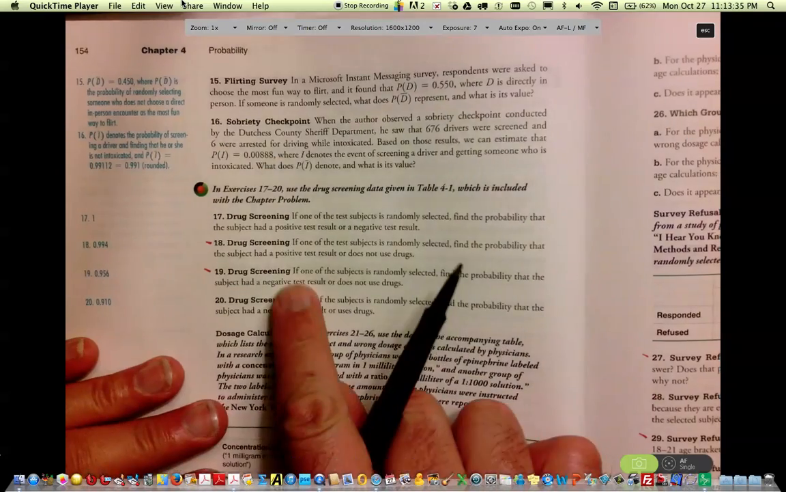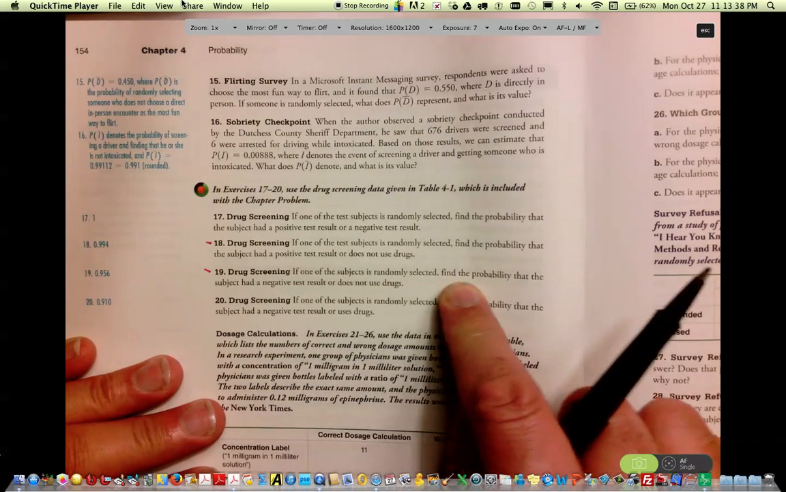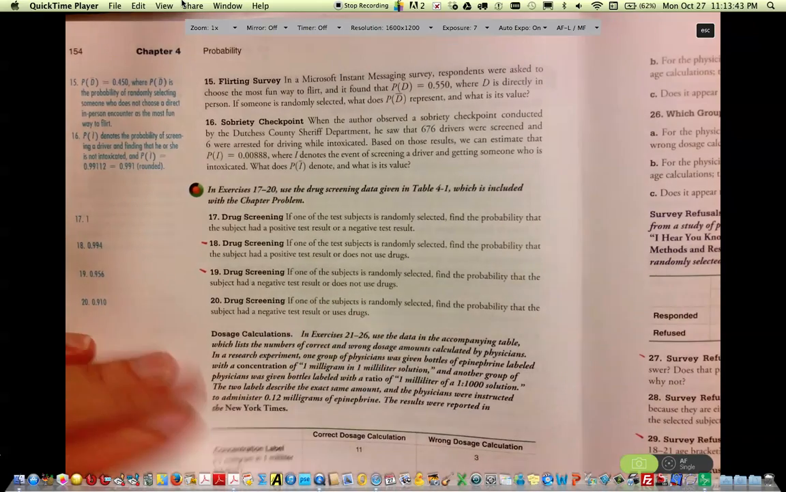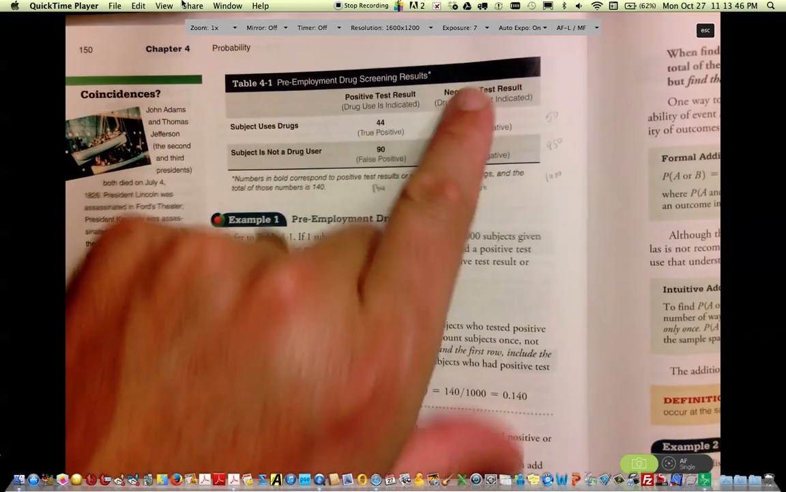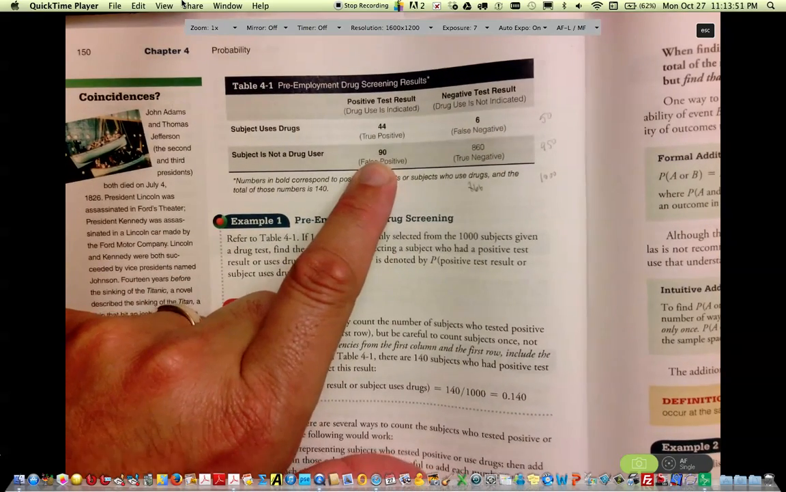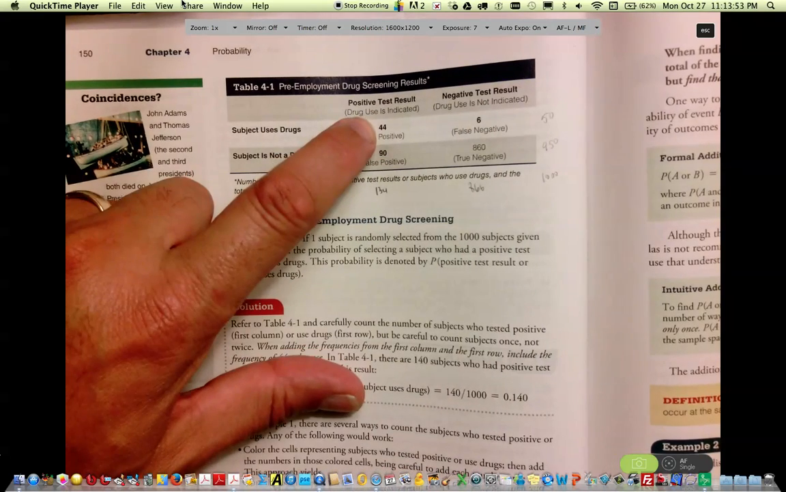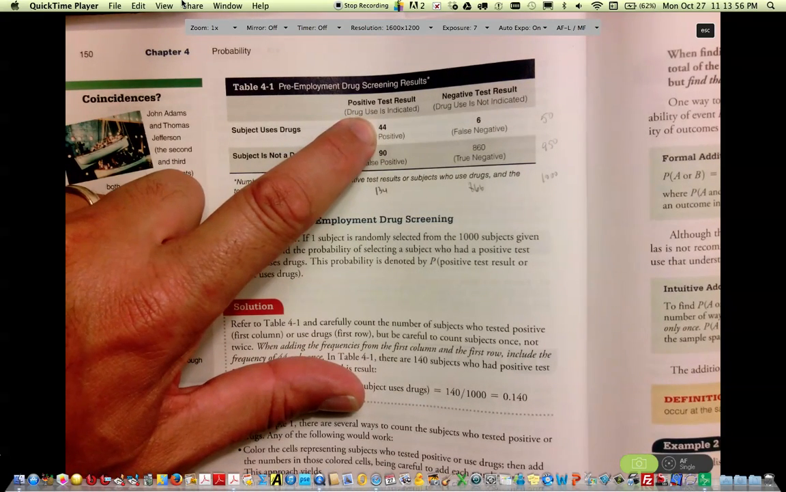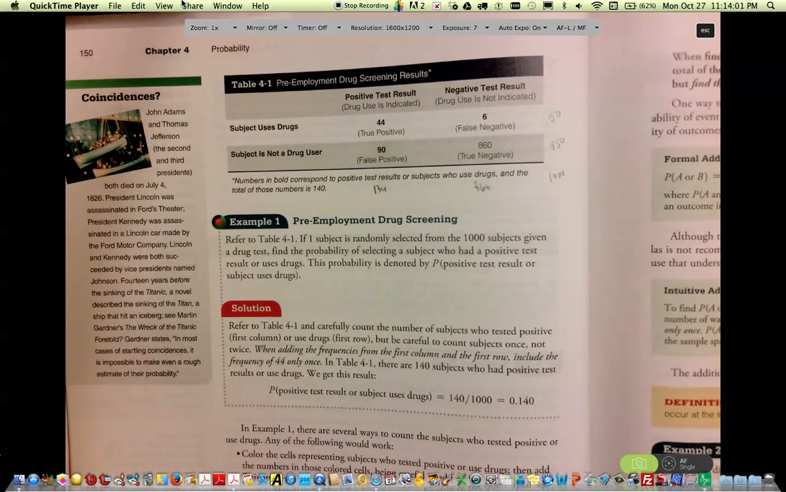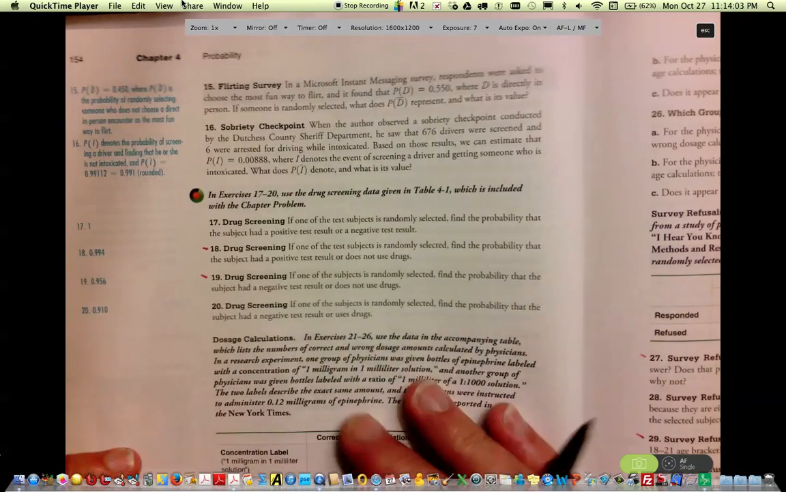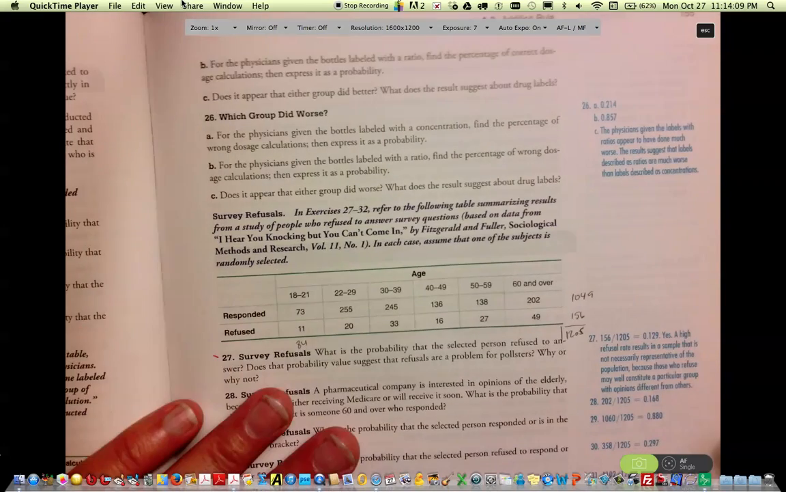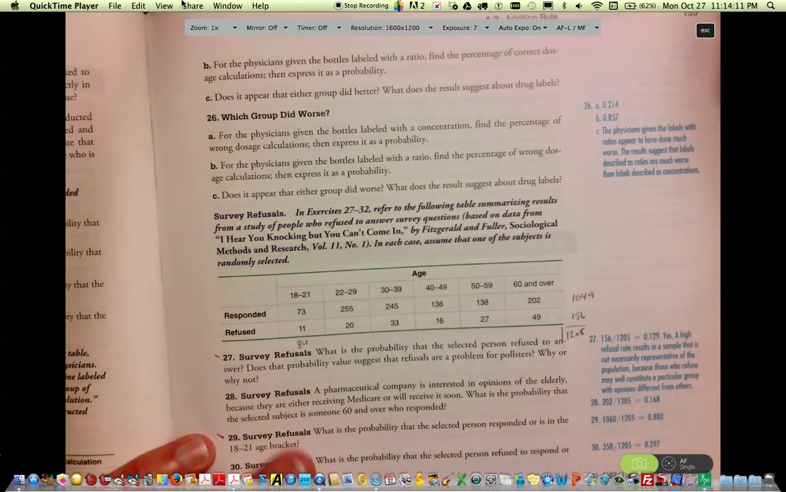Another one. If one of the subjects is randomly selected, find the probability that this subject had a negative test or does not use drugs. Had a negative test, that's these two groups over here, or does not use drugs is these 900, so it would be everybody except for these 44. That's going to give me 956 out of 1,000, or 95.6%. So that's using the table. You probably don't want to use the formula for that one.